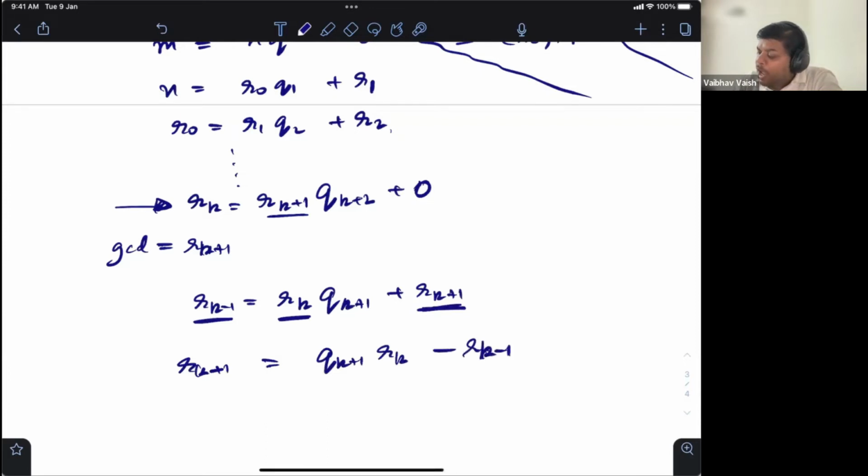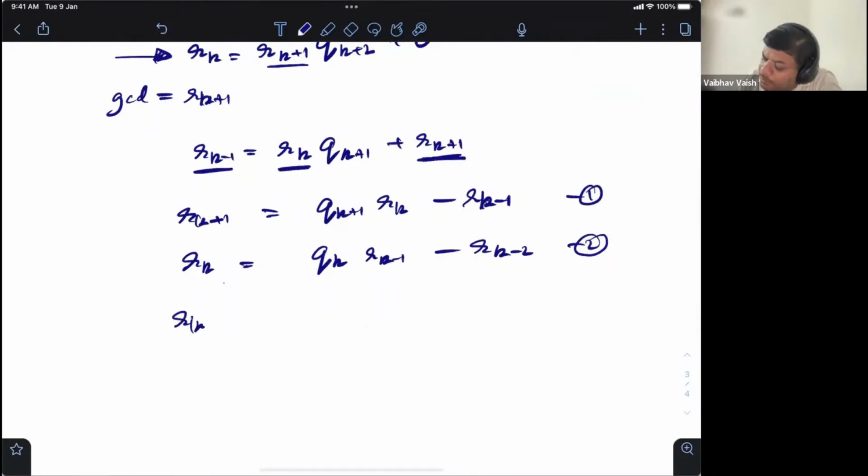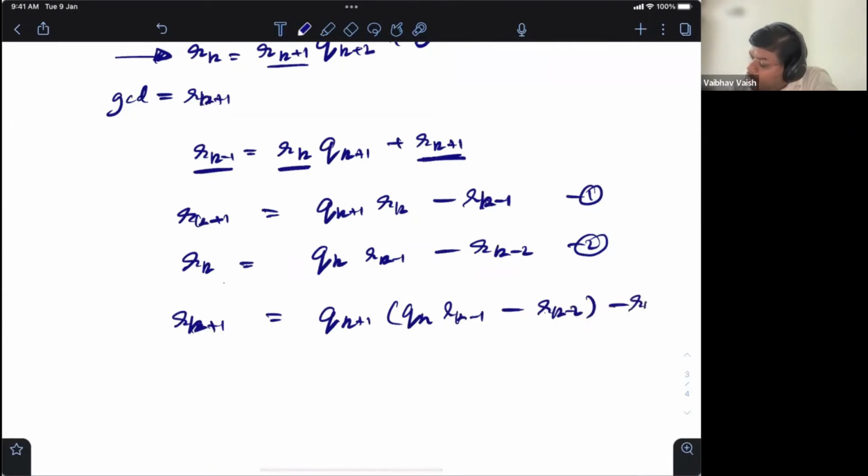Okay. Now I can do the same business for rk first. So rk equal to qk rk-1 plus rk-2. So this is 1 and this is 2. Substitute 2 in 1 to get rk+1 equal to rk-1 minus qk+1 times, and rk becomes qk rk-1 plus rk-2.